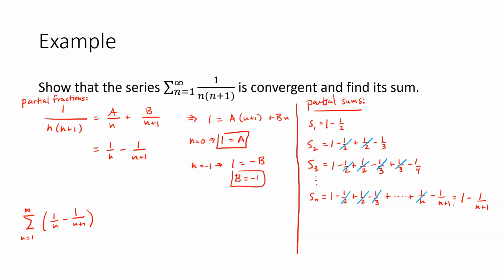Now with this very simple Sn partial sum formula, I can find the limit as n goes to infinity, and that will tell me the sum of the series. So taking the limit as n goes to infinity of Sn, we can get the sum of the series, in this case, 1 minus 1 over n plus 1 as n goes to infinity, becomes 1 minus 0. So the sum of the series is 1.